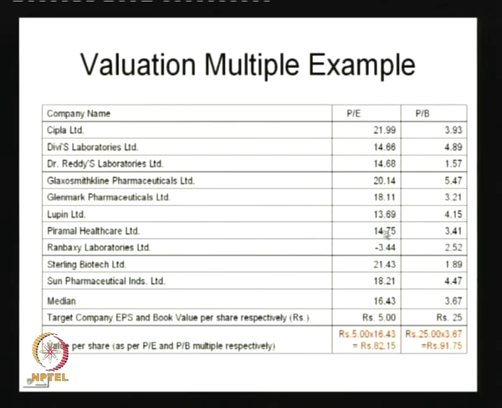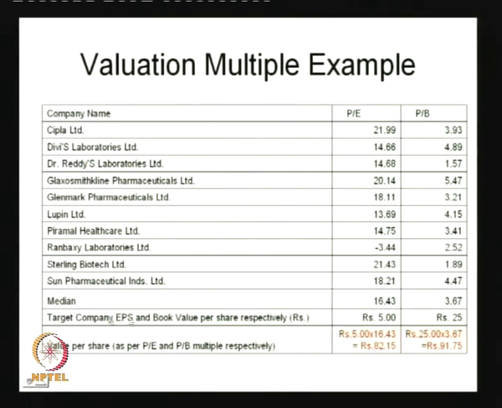And one more thing here, whenever we have a negative multiple like this, it is always better that we remove these companies from the list. It is always advisable, and in this case it has automatically been taken out because we have used the median, and the median takes care of extreme values. Obviously, among this set of 10 companies, this minus 3.44 is one of the extremes, and it must have been taken care of by the median. So, 16.43 is the median price earning multiple.